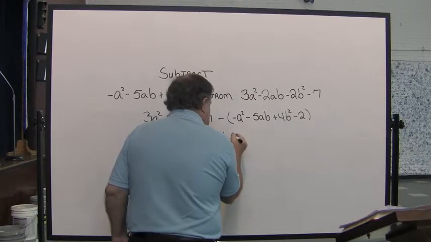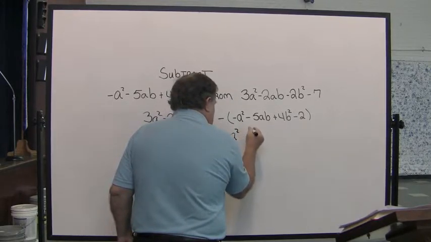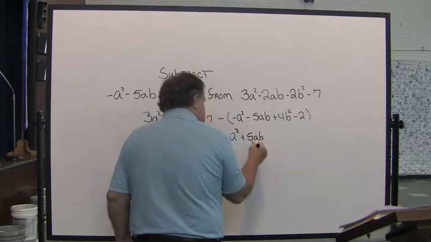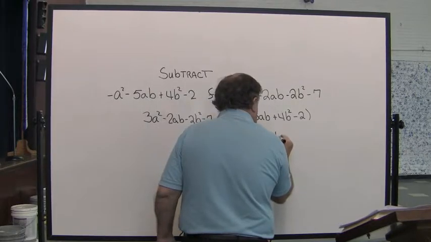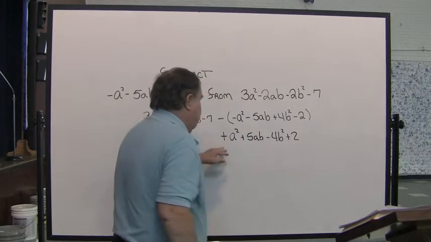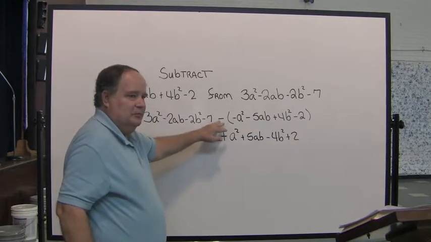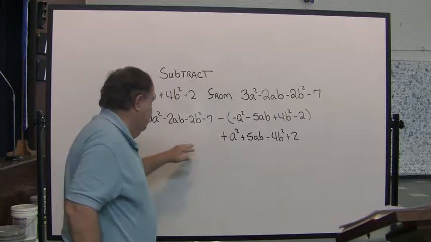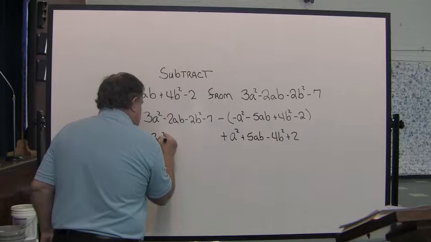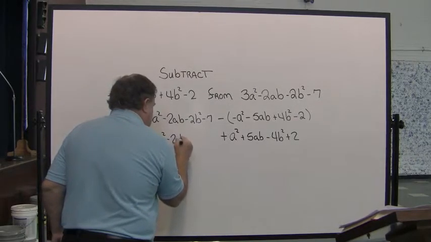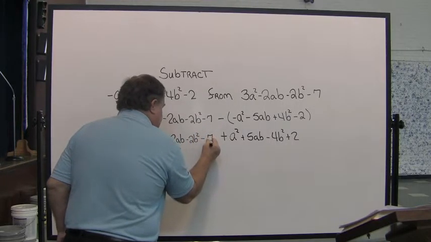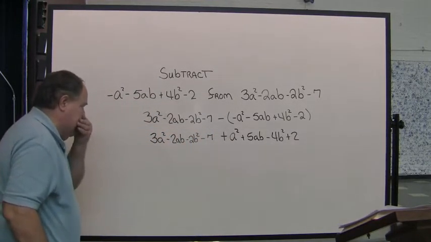So it was a negative, it's going to turn into a squared. It was a negative, it's going to turn into 5ab. It was a positive, it's going to turn into 4b squared. And it was a negative, it's going to turn into positive 2. Okay, now I've changed my subtraction problem into an addition problem. Now I'm just going to put the first part of the problem down, 3a squared minus 2ab minus 2b squared minus 7.